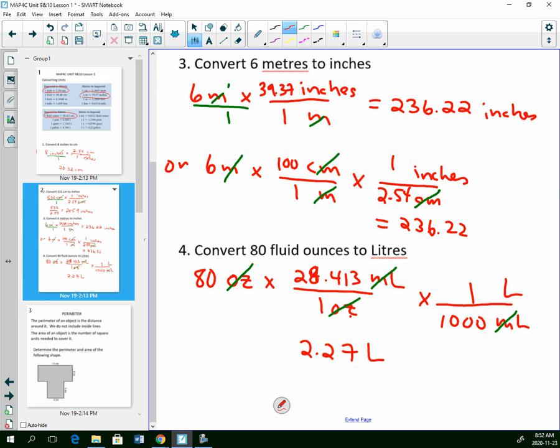Okay. So that's just the first part, is converting units. You will have to sometimes convert units when you're finding perimeter, area, volume, because sometimes all the measurements are not in the same units, okay?